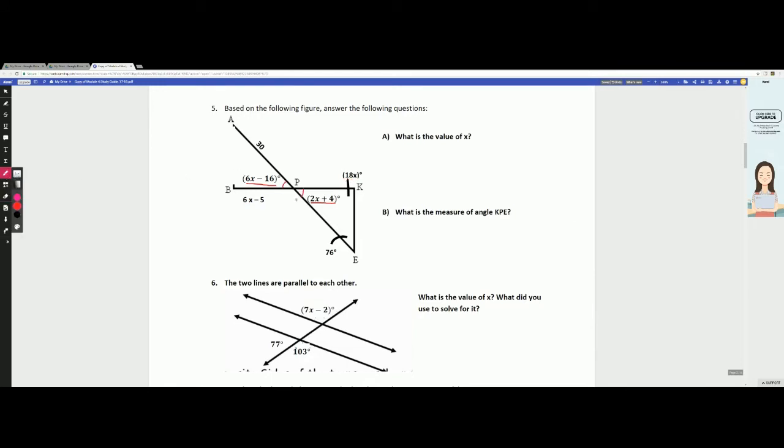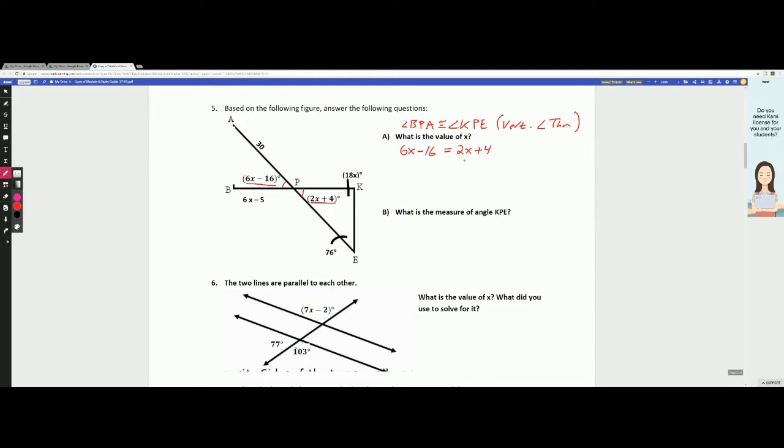Well, aren't these two angles vertical angles? So let's use that, okay? We have 6x minus 16 degrees equaling 2x plus 4. And I should have started off by saying angle BPA is congruent to angle KPE, okay? And again, that's the vertical angle theorem.